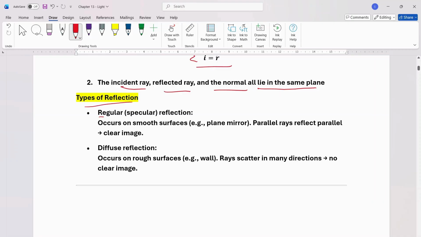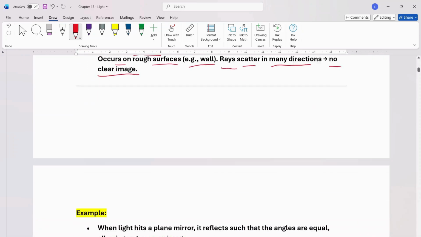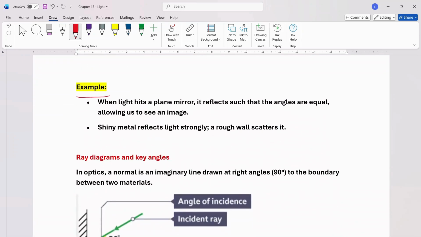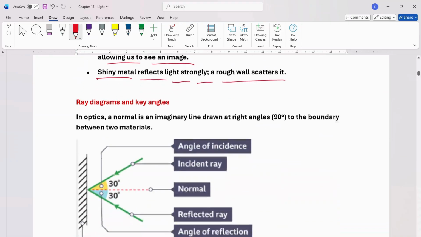Types of reflection. We have regular or specular reflection, which occurs on a smooth surface, for example a plane mirror. Parallel rays reflect parallel and there will be a clear image. Next is diffuse reflection, which occurs on a rough surface, for example a wall. Rays are scattered in many directions, with no clear image. Example: when light hits a plane mirror, it reflects such that the angles are equal, allowing us to see an image. Shiny metal reflects light strongly, a rough wall scatters it.